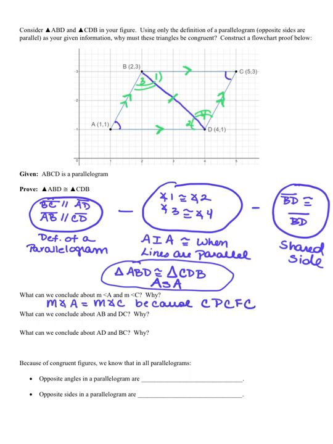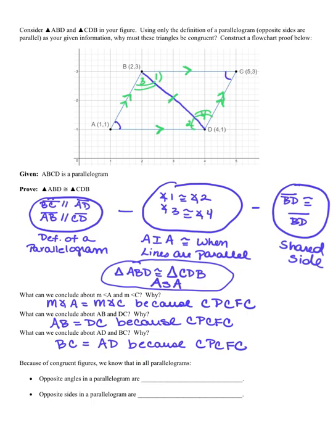What can we conclude about the length of AB and the length of DC? Again, because they are corresponding parts of congruent figures, we know that their lengths must be equal. And finally, what can we conclude about opposite sides AD and BC? Again, we know they are equal in measure because corresponding parts of congruent figures are congruent.